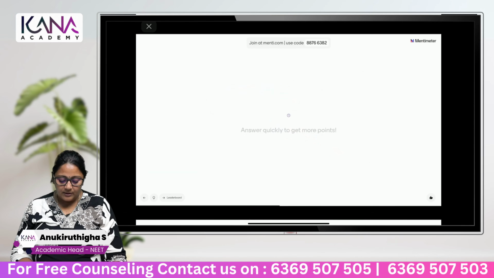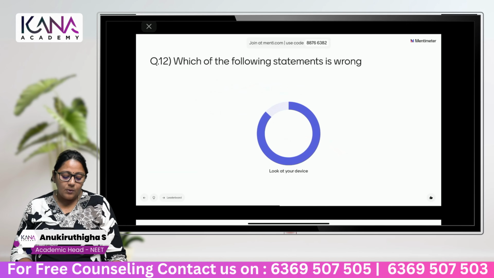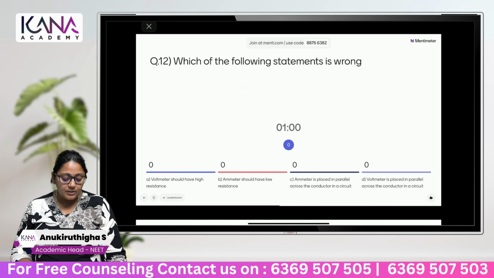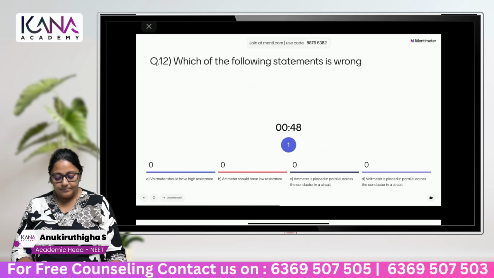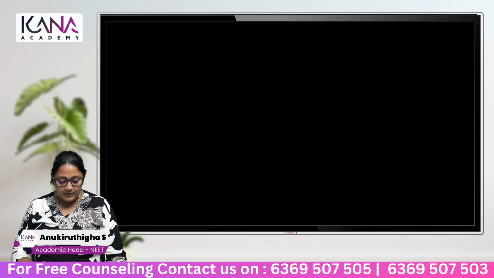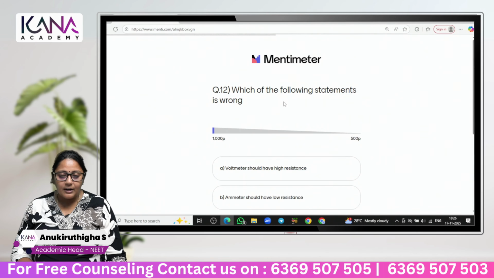Okay, so next question is, which of the following statements is wrong? Voltmeter should have the high resistance. Ammeter should have low resistance. Ammeter is placed in parallel across the conductor in a circuit. Voltmeter is placed in parallel across the conductor in a circuit. They have asked what the wrong statement is. And you're left with 40 seconds.